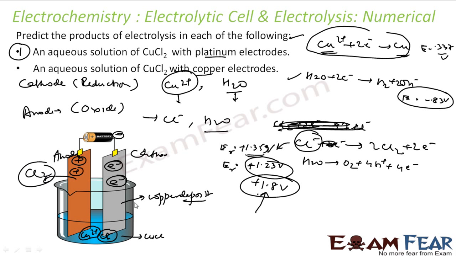Correct? Here copper will get deposited. Cu2+ will become copper, and here chlorine gas will come out because there will be tough competition between chlorine gas and water molecule. Water molecule will need 1.8 volt to get oxidized, and chlorine gas will need only 1.35 volt to get oxidized. Thus, chlorine gas will win.